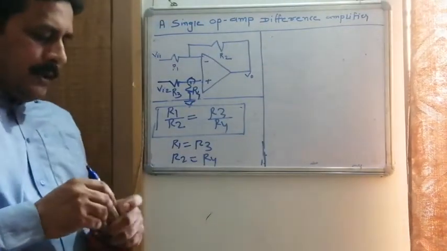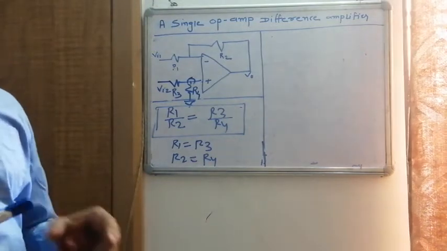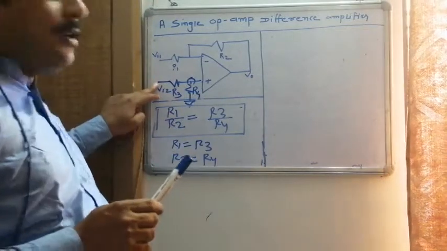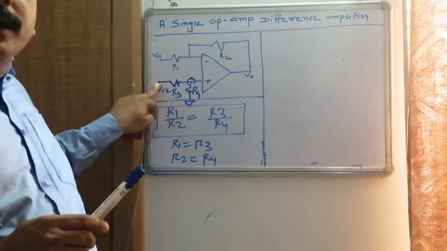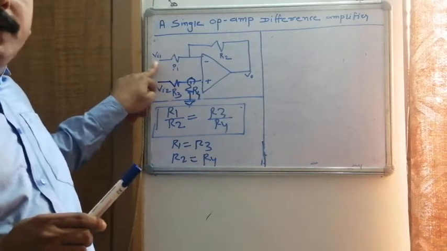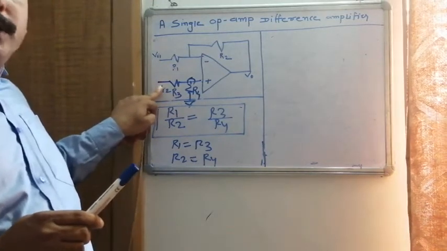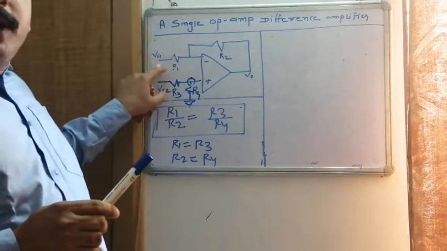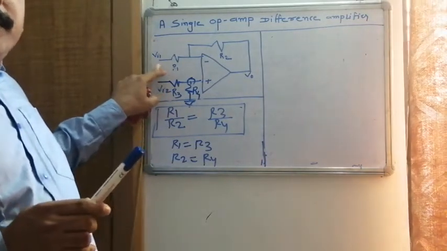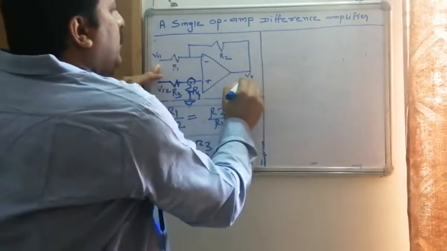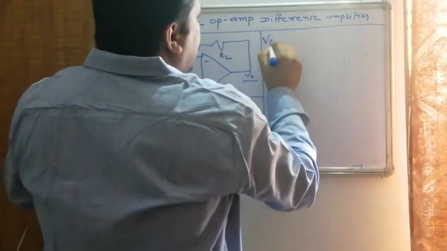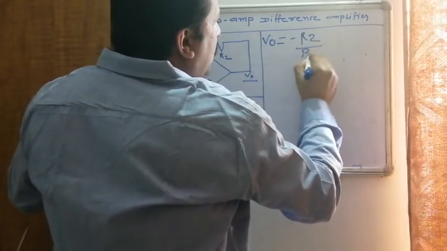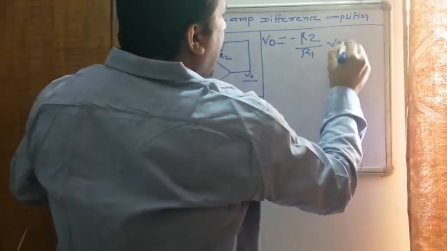So for solving this circuit, again we have applied the superposition theorem. In the superposition theorem, what will we do? First we will ground the voltage at the non-inverting terminal and apply voltage at the inverting terminal. If I ground the voltage at the non-inverting terminal, it means it will work as an inverting configuration. So I want to check the output voltage V naught. What is V naught in that condition? Simply minus R2 by R1 times VI1.